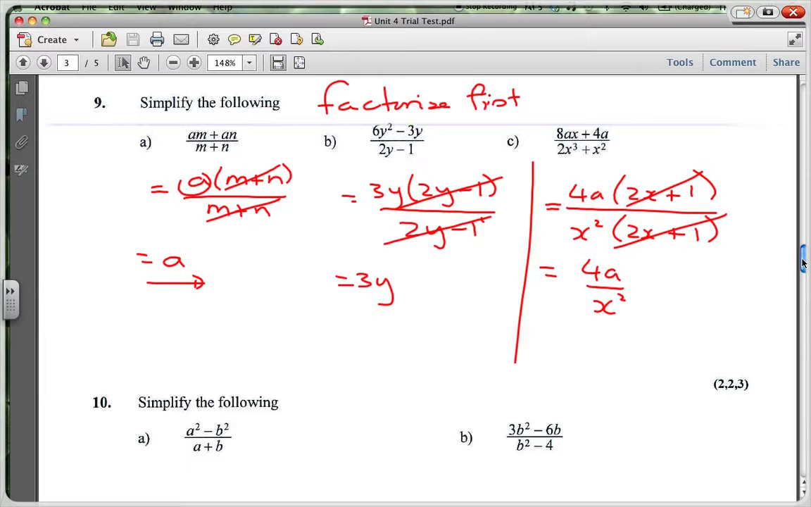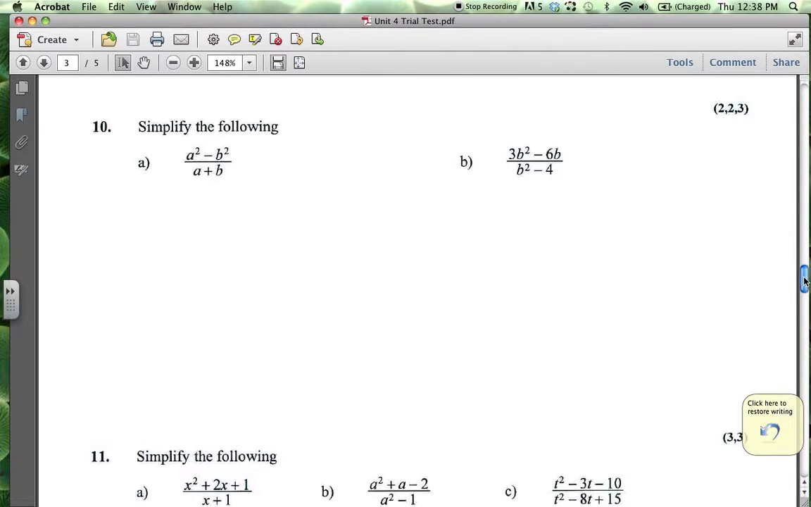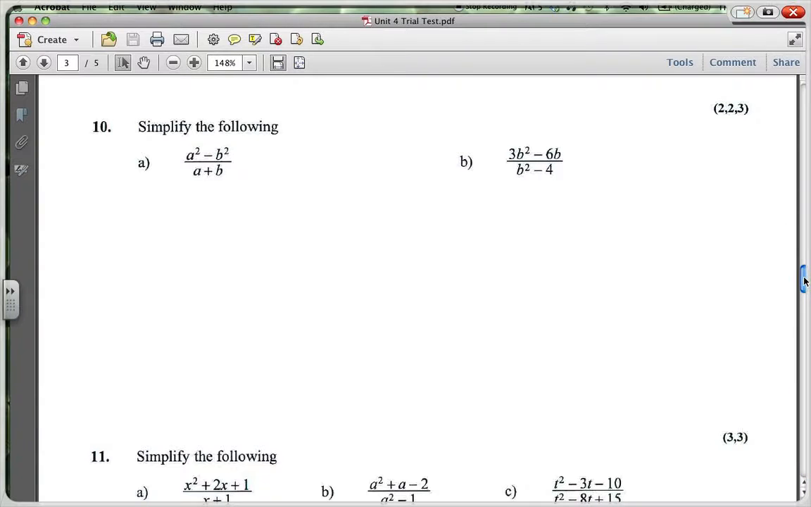Going further here, if I go down the page, I've got, let me just do these two. Similar sort of situation. Here I'm going to factorize first. This is a squared minus b squared. I can write that as (a minus b)(a plus b) over a plus b. Those can cancel out, and I'm left with a minus b.